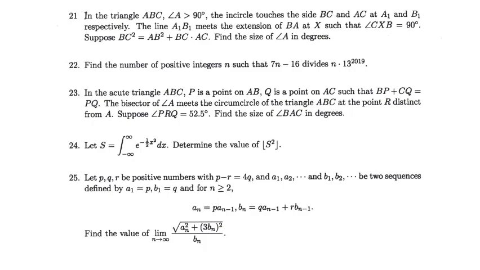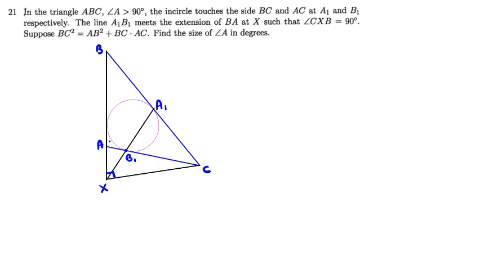Problem number 21. In the triangle ABC, angle A is greater than 90 degrees. The incircle touches the sides BC at A1 and AC at B1. The line A1B1 meets the extension of AB at X such that angle CXB is 90 degrees. Suppose that BC squared equals AC squared plus AB. Find the size of angle A.